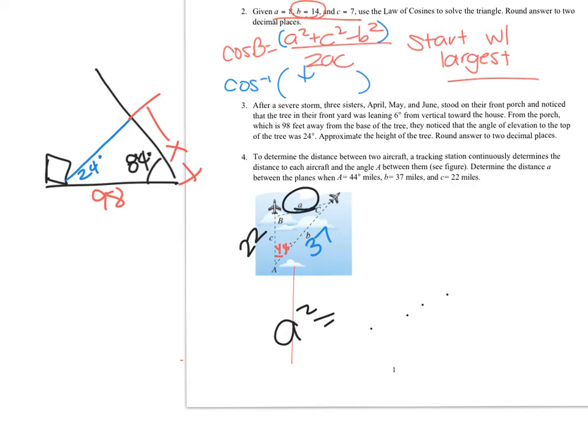Okay, so that's B squared plus C squared minus 2BC cosine, right? B squared plus C squared minus 2BC cosine angle A. And then just be really careful with the calculator part of it. You don't want to get these questions wrong because of the calculator. All of these should be in what mode? Degrees. Questions so far?